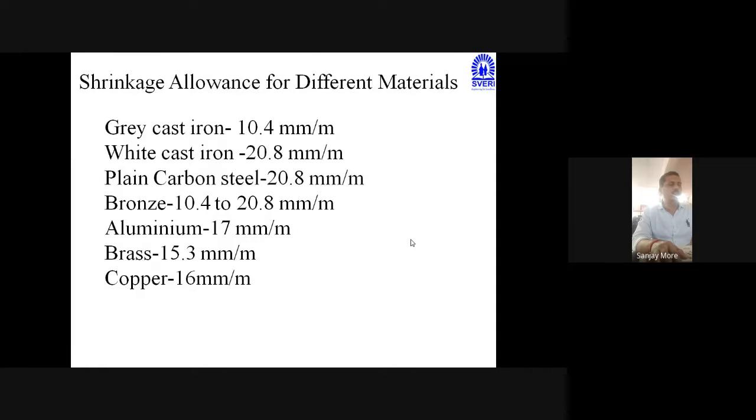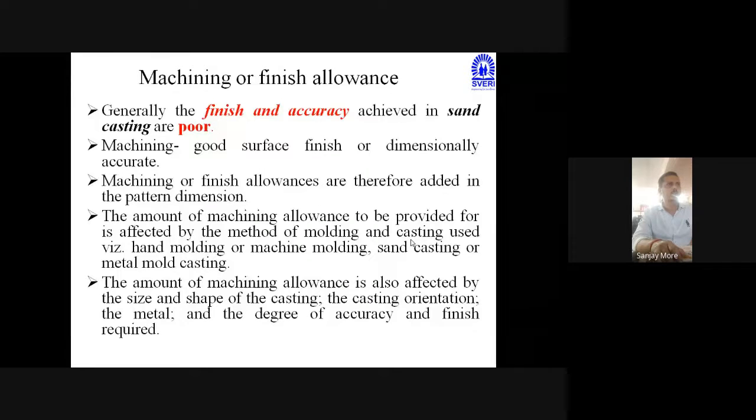Here, at the time of casting, you have to use different materials. Then you have to apply shrinkage allowance for different materials. Here gray cast iron 10.4 mm per meter, white cast iron 20.8 mm per meter, plain carbon steel 20.8 mm per meter, bronze 10.4 to 20.8 mm per meter, aluminum 17 mm per meter, brass 15.3 mm per meter, copper 16 mm per meter. Okay.